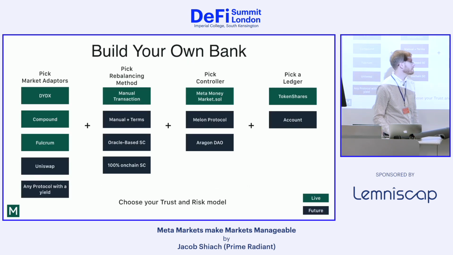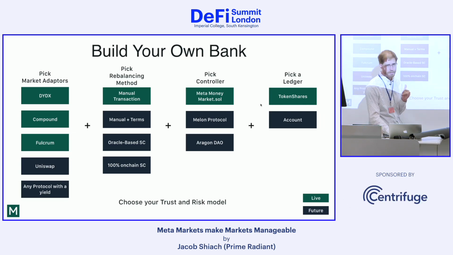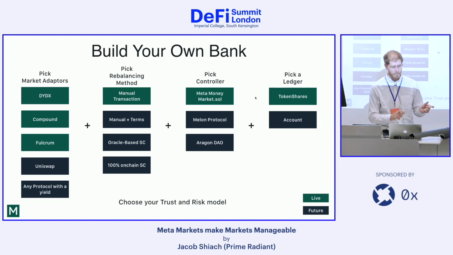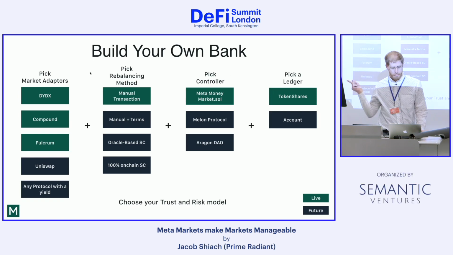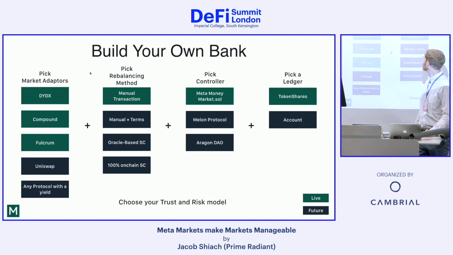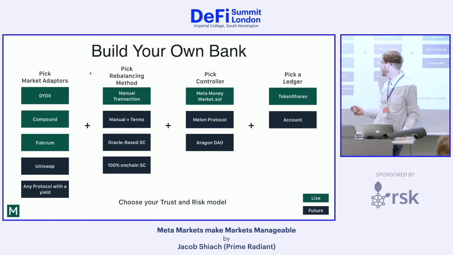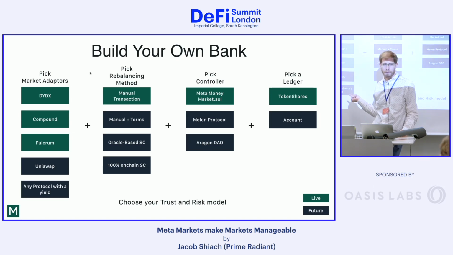And so what I wanted to talk about, and we can go back and forth, and y'all can tell me your ideas too, is this concept of building your own bank. It's also maybe the concept of building your own money market, depending on how you define a bank. You can pick the adapters that you want to use. These are the three that we picked, and this is what exists right now at metamoneymarket.com. But you can really pick any protocol with a yield, even things with negative or potentially negative yield like Uniswap.